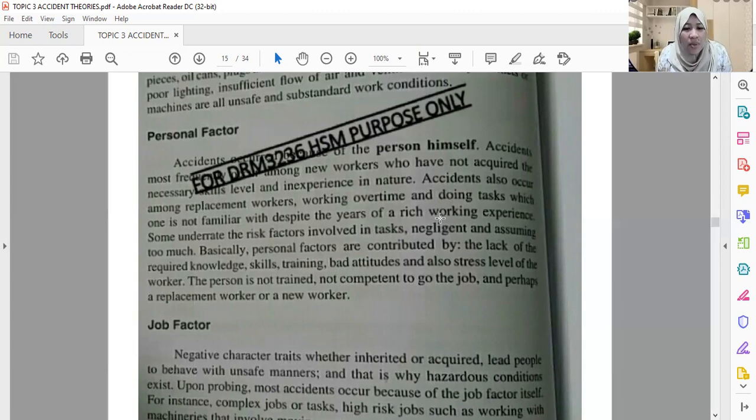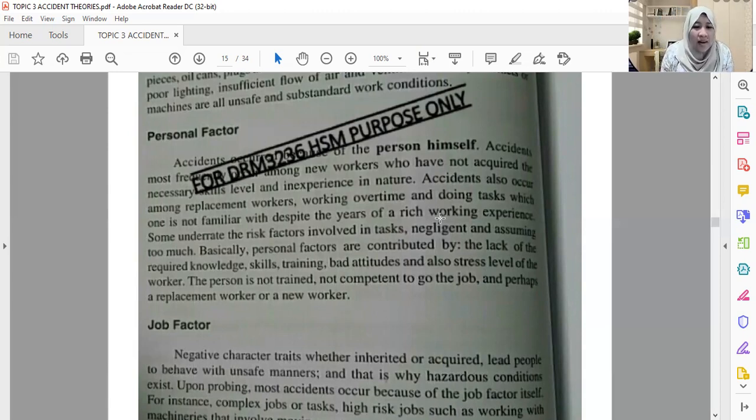Basically, personal factors are contributed by the lack of the required knowledge. So you are not knowledgeable enough to perform the job, and you wouldn't ask your senior superiors, because when you ask them, they tell you to learn by yourself, because they also did not get the VIP treatment. So that will go back and forth. And as a newcomer, you should ask. If you cannot ask, you ask for training.